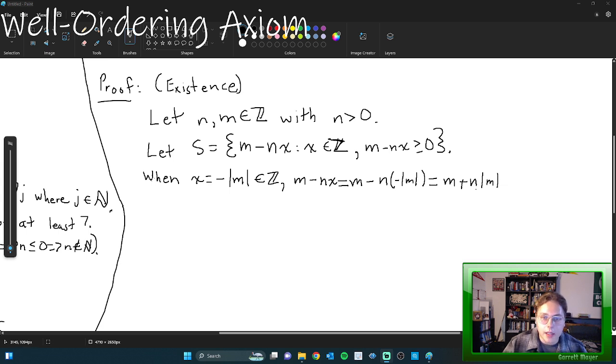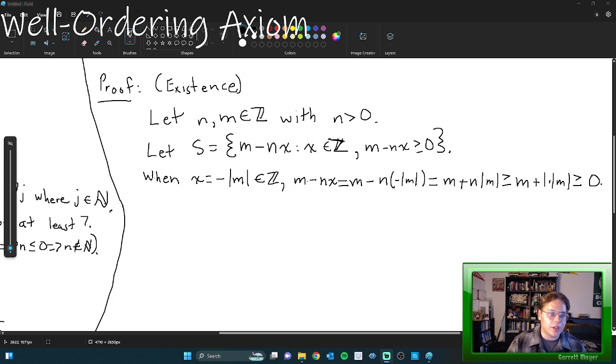And then since n is greater than or equal to 1, and the absolute value of m is positive, this is greater than or equal to m plus 1 times the absolute value of m. And all of this is greater than or equal to 0. If m is negative, it's the absolute value of m, which is a positive number, minus that same value but negative, which brings it to 0. And if m is positive, this would just become 2 times m, which is also greater than or equal to 0 because m is positive.